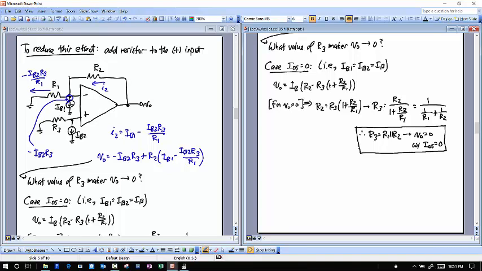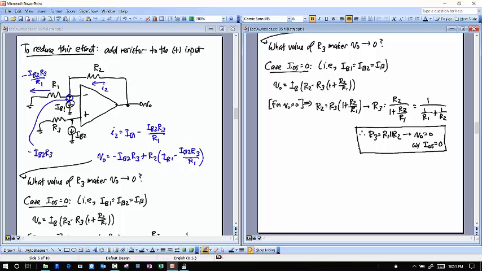Okay, so that's very good insight there. It's a pretty simple case that we're looking at, but extremely good insight into what we can do to solve a practical problem where input bias currents are causing a shift in our output voltage.